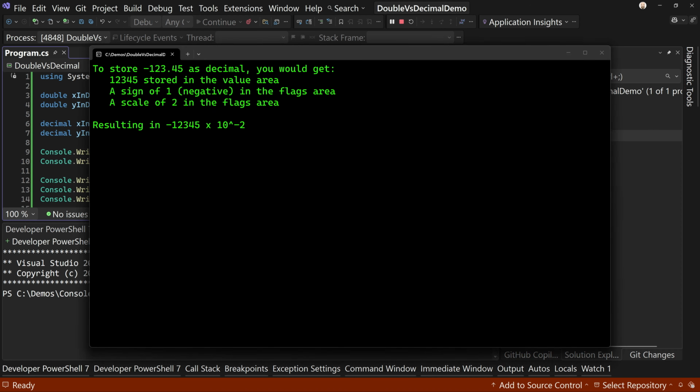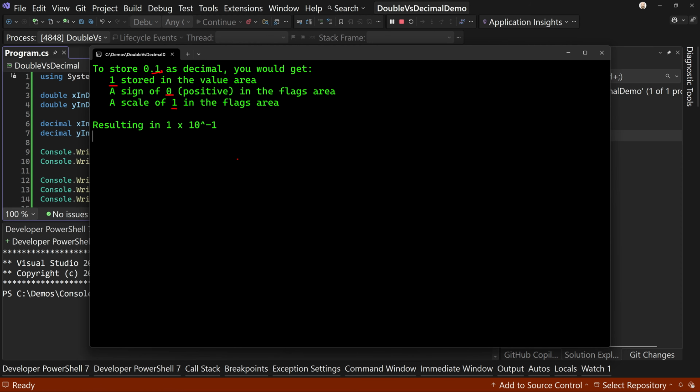Okay, so let's do one more. So we have 0.1 as a decimal. Well, we're storing 1 in the value position. We're storing 0 because of the positive in the sign position, and the scale is 1. Why? Because we moved this decimal 1 to the right. So 1 times 10 to the negative 1.